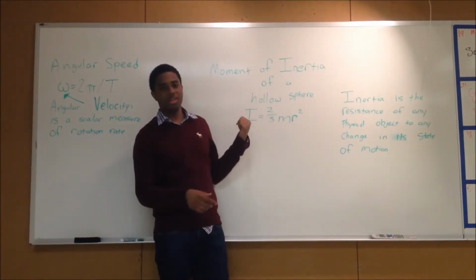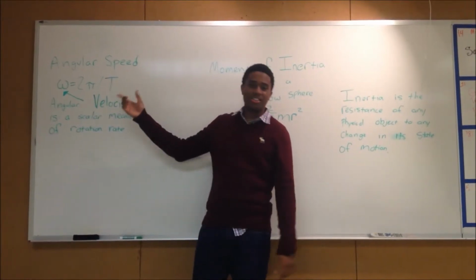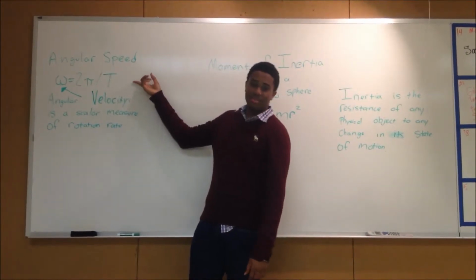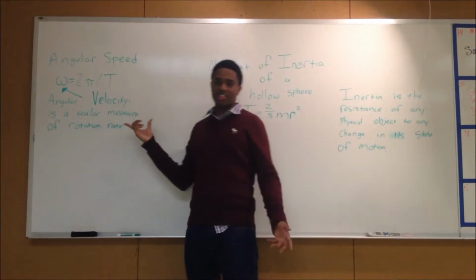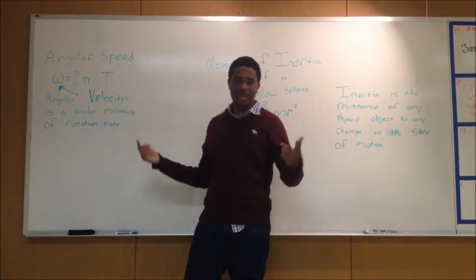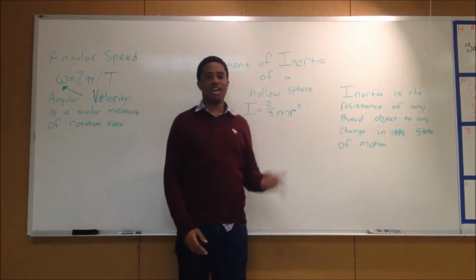The first equation is the moment of inertia of a hollow sphere. The second equation is angular speed. The equation for angular speed is omega equals 2 pi over T. Now T is the period, so the revolutions that the ball will travel in 1 second. Angular velocity, also known as angular frequency, is a scale or measure of the rotational rate of the basketball. And moment of inertia, inertia is the resistance of any physical object to change its state of motion.